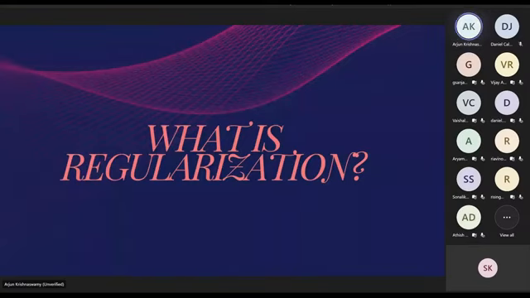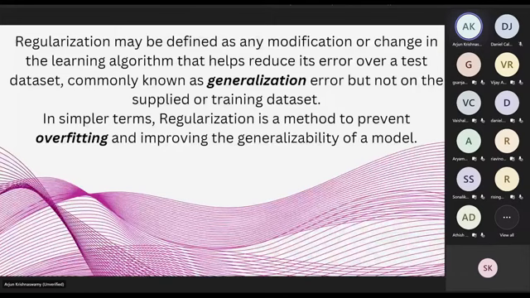Regularization is any modification or change in the learning algorithm that helps in generalization. That means it performs well on both seen and unseen data. The model is very generalized. So you have less error and increased accuracy for both seen and unseen data. By unseen data, I mean some random data set which the model encounters. So regularization helps in improving generalization, and it prevents overfitting.